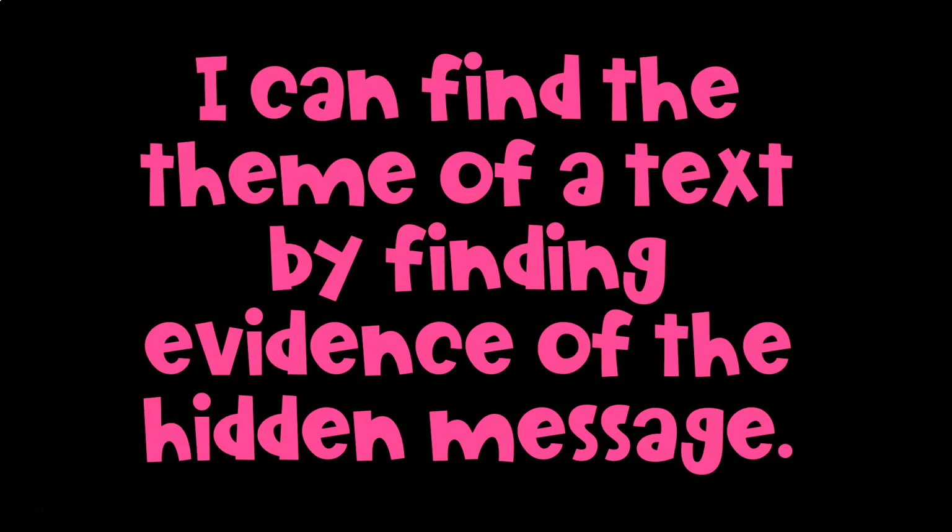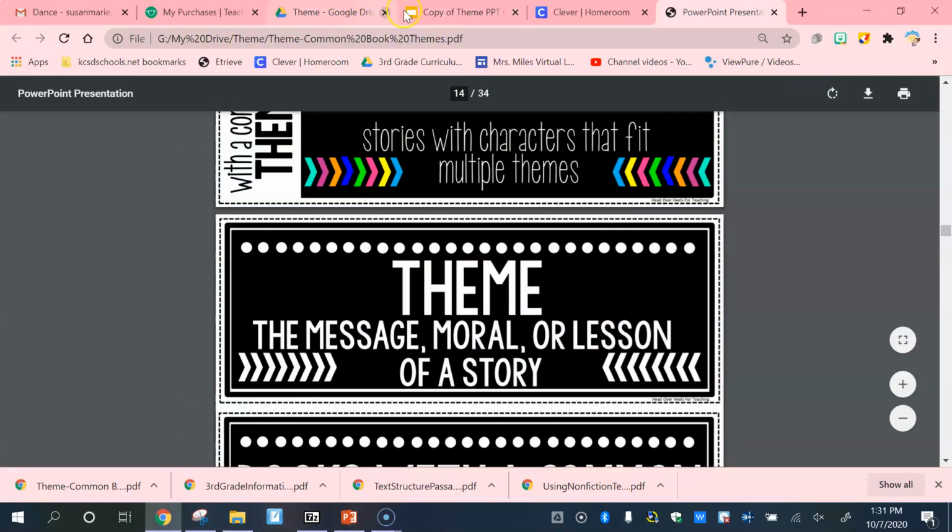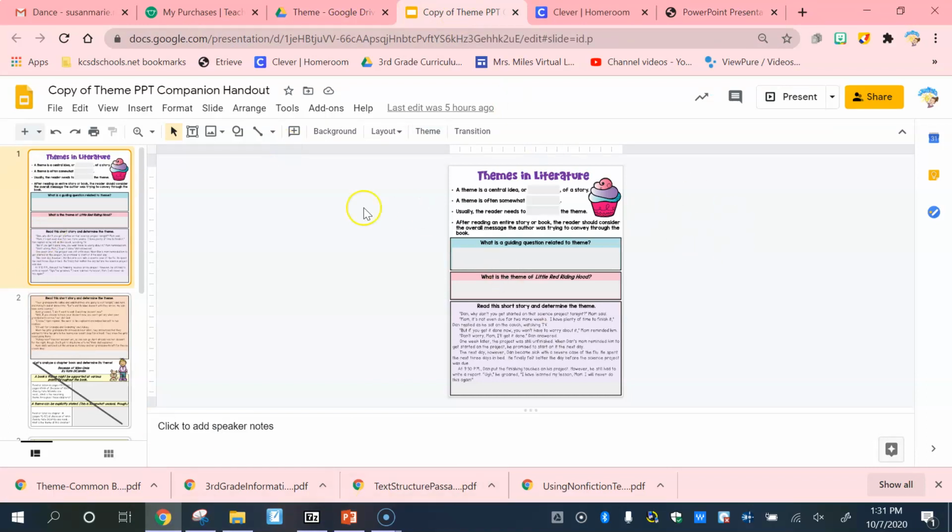So I want you to think of our I can statement. I can find the theme of a text by finding evidence of the hidden message. We've talked about theme and we have found the evidence of the hidden message, but I want you to try to do this by yourself independently. So what we're going to do is go to your Google Classroom and you are going to have the PowerPoint companion. You saw me fill it out on this, you saw me talk about it on this video, but I want you to go through the PowerPoint and answer these questions.